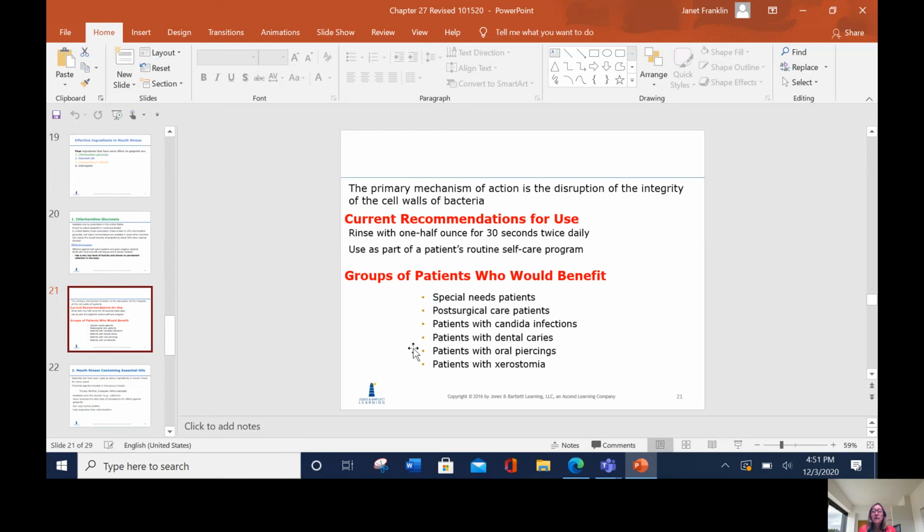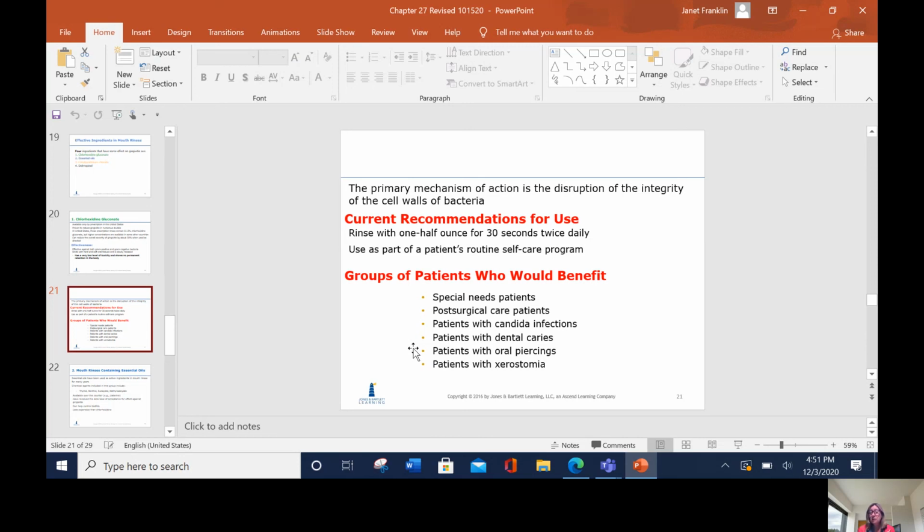The primary mechanism of action is the disruption of the integrity of the cell walls of bacteria. It's used twice a day for 30 seconds as part of a patient's routine home care if you're using it as a home care aid. Groups of patients that would benefit from it, again, post-surgical is usually when I see it used.